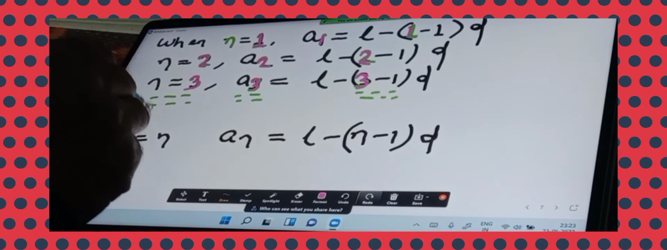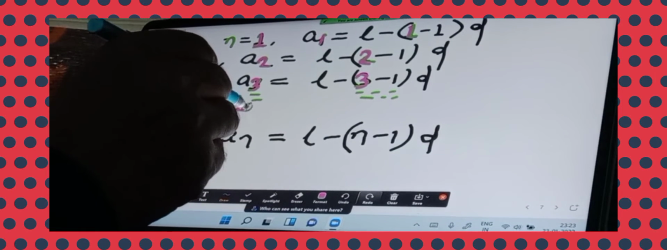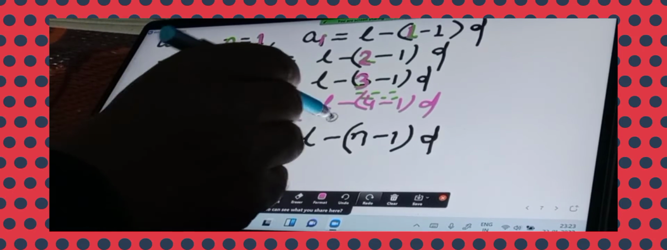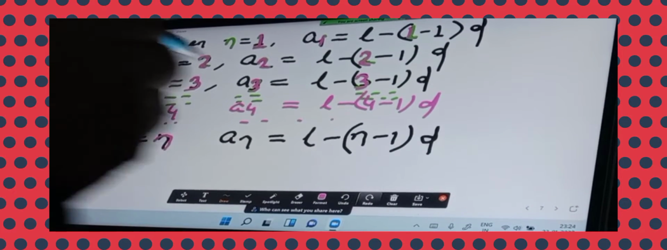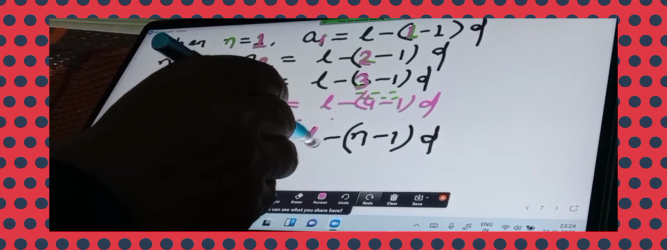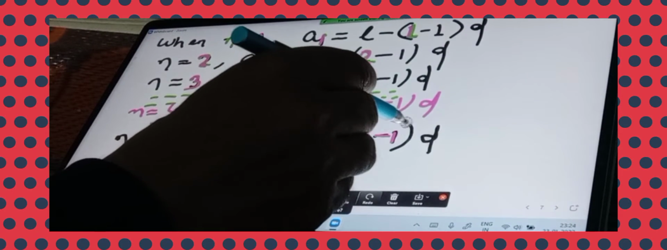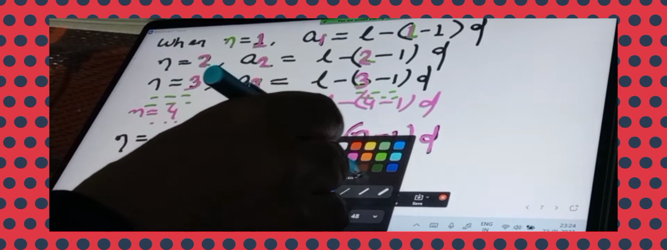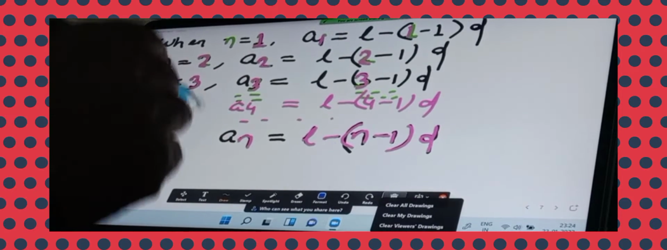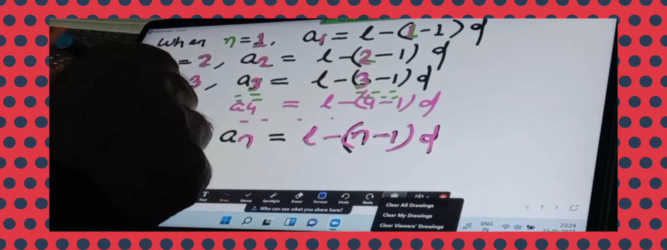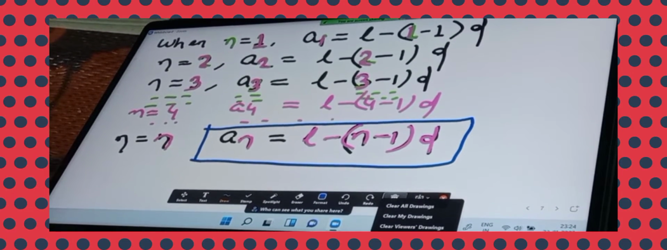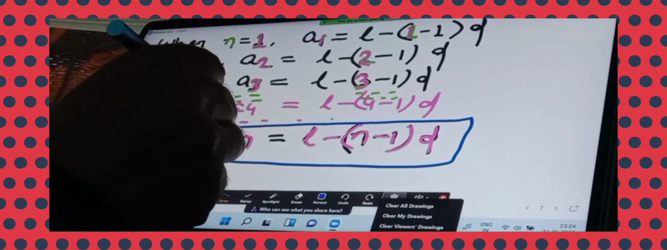Similarly, when n is equal to 4, we can get the fourth term, which is L minus 4 minus 1 into D. In the same process we will continue. When n is equal to n, we shall get the nth term, which is L minus n minus 1 into D, and this is the general term of the arithmetic progression from the ending, if the last term is given. This is what we want to derive.